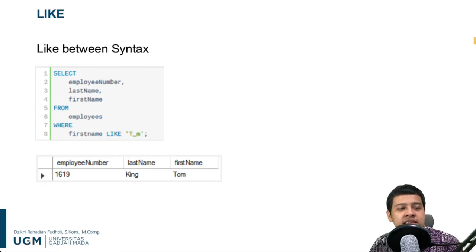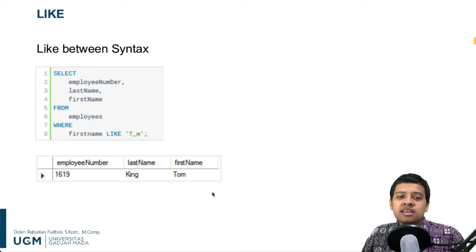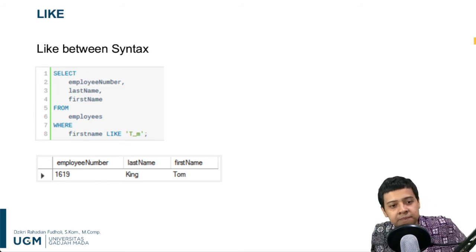Here is the LIKE syntax with the underscore. The underscore can be any character, Tom or Tim or anyone. For this example, there is only one name with three characters that starts with T and ends with M.